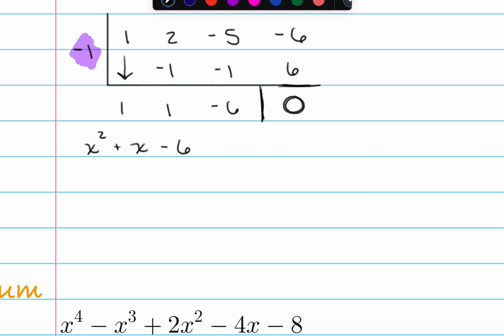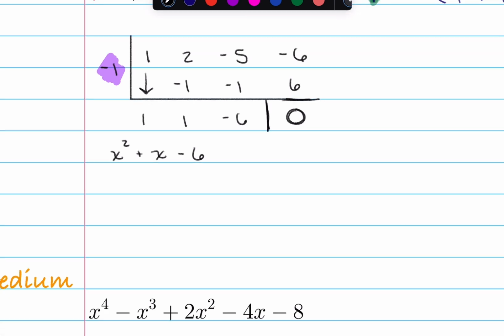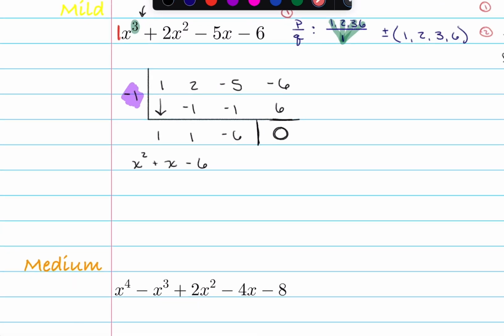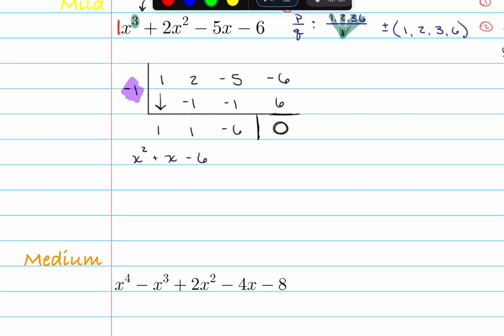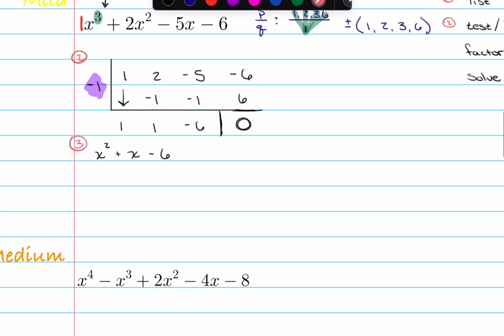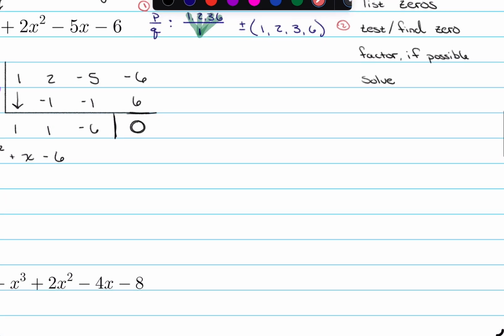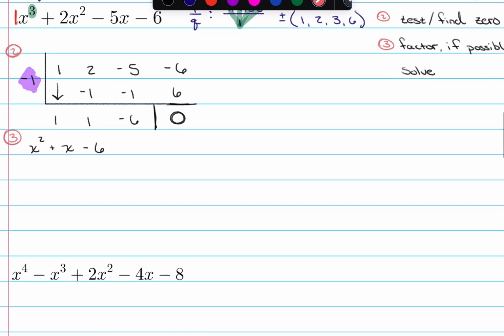Okay, and I am going to try to factor this. All right, so again, if we're going off of our steps, testing and finding one of the zeros, that is going to be our step 2. So this was like our step 2. So our step 3 is we're going to take what's left over and we are going to factor it if possible. Okay, sometimes it won't be possible, in which case we would go to the quadratic formula, but we're going to see if this is factorable first.